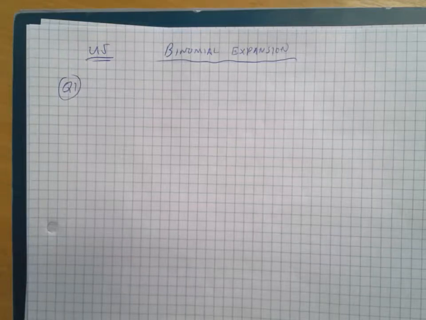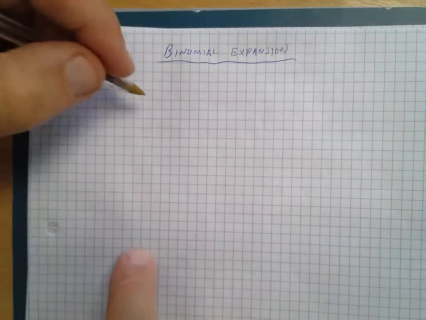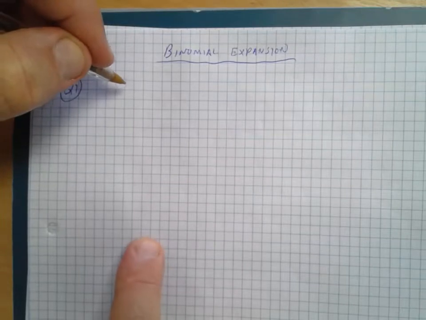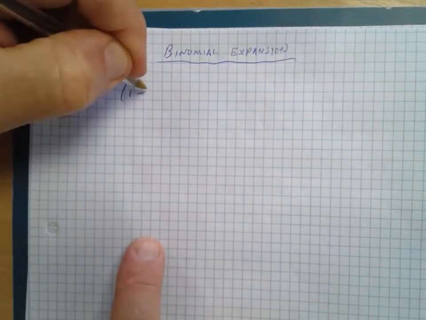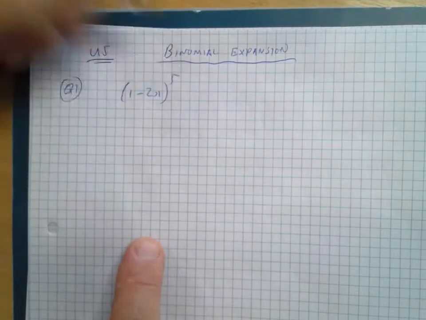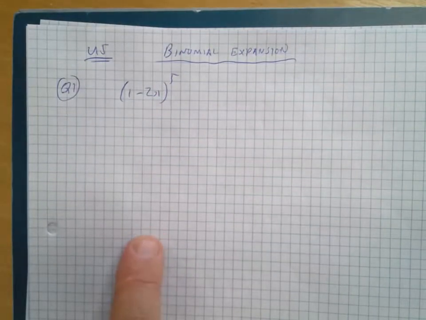Okay, question 1 of homework U5, binomial expansion. We've got to find the first 4 terms in ascending powers of x of (1 minus 2x) to the 5, and give each term in its simplest form.